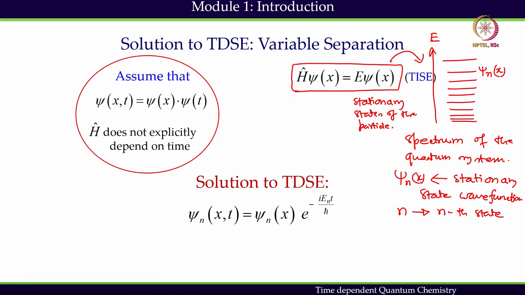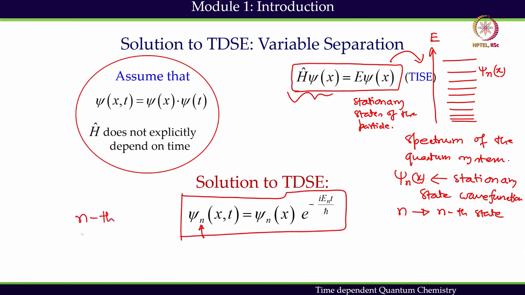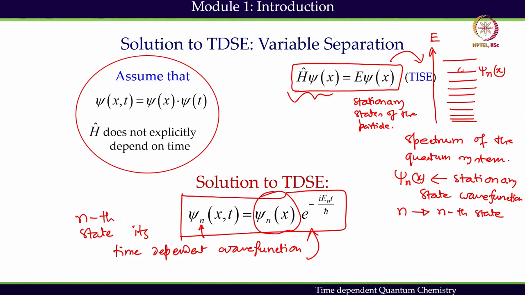And because the time independent Schrödinger equation gives a number of states, the final solution to TDSE can also be denoted with respect to its own state. So if the particle is staying at the nth state, then its time dependent wave function is given by this equation, where, as I have told you, this is the stationary state where the particle is. Let's say the particle is in this state. That's why I have taken psi_n, and its associated energy E_n. E_n is the associated energy of the particle.